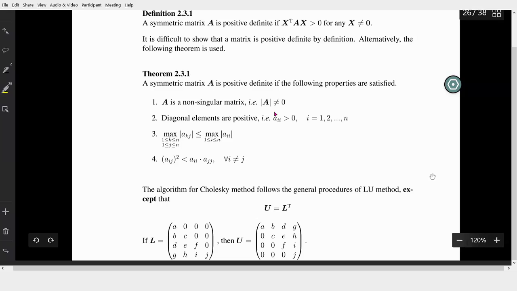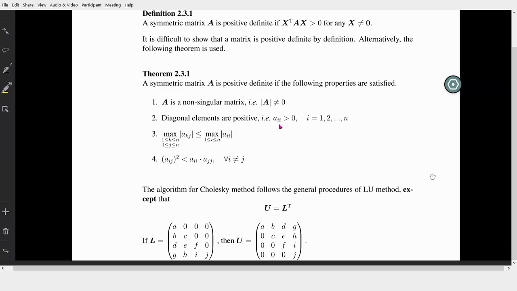Okay, as long as it is not 0, then A is called the non-singular matrix. So that's criteria number 1. Criteria number 2, the diagonal elements are positive. This one is very easy to see. The diagonal elements mean A11, A22, A33, A44, if we have a 4 by 4 system. So it is clear from your matrix A. The diagonal elements must always be positive. You cannot have a negative value in your diagonal elements.